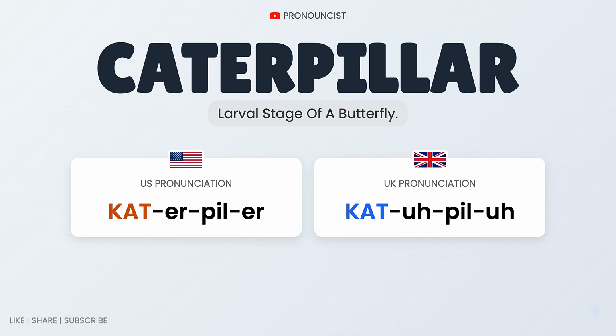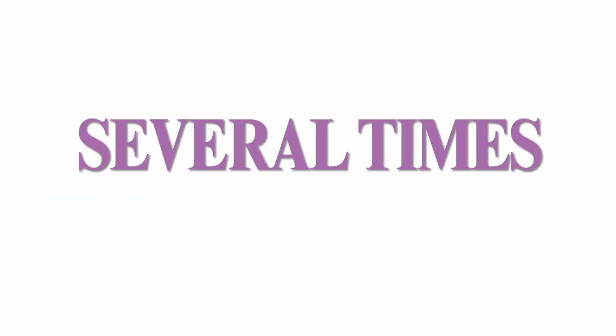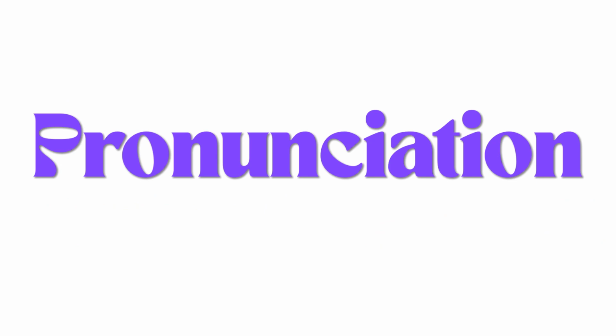Practice repeatedly and you'll soon be able to say this word perfectly. The best way to practice is to repeat the syllables multiple times. The meaning of the word is larval stage of a butterfly. Try repeating this word several times to improve your pronunciation.